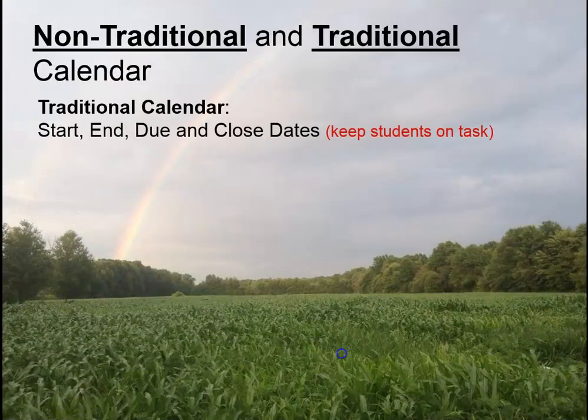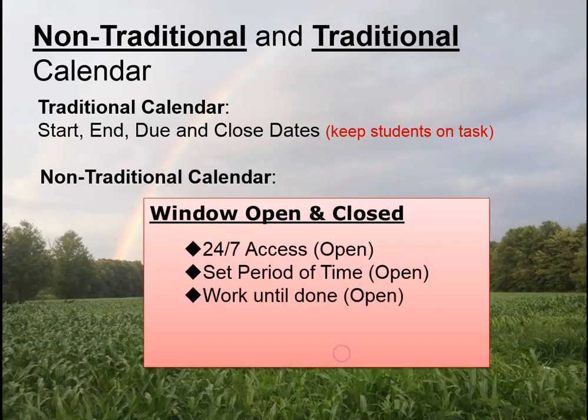So your non-traditional and traditional calendar. Understand the traditional calendar gives you start, end dates, due dates, and closing dates. So it keeps students on task, keep yourself on task that you kind of follow, that you have to meet these times. The non-traditional calendar is basically 24/7 access. It's open. There's a set period of time which is open, which we just talked about, from Wednesday to the following Tuesday, and then you work until the work's done, and then the window closes, and then that's when it stops. So you want to make sure everything is done before that window closes.